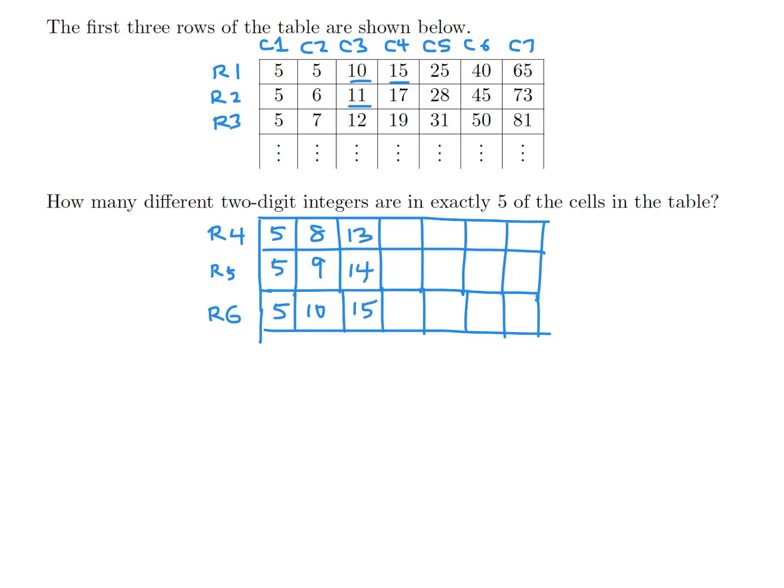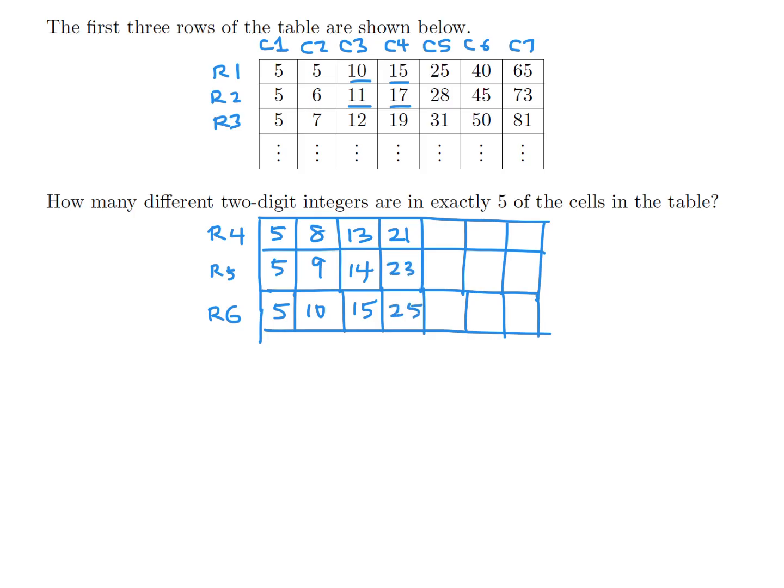Similarly, this 15 was obtained by adding the previous 2 terms, 5 and 10. This 17 was obtained by adding the previous 2 terms, 6 and 11. But it seems like it goes up by 2 every time. So it's 15, 17, 19. So I'm pretty confident it's 21, 23, 25.